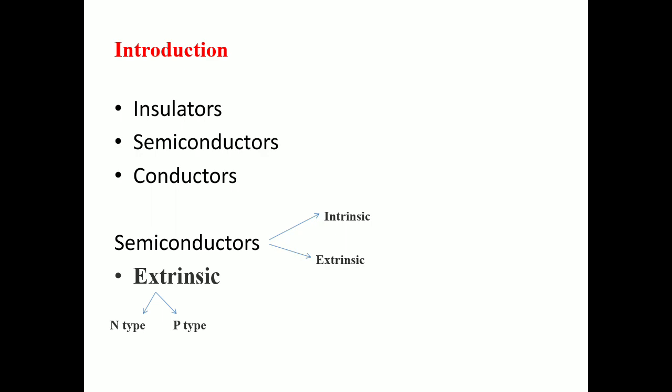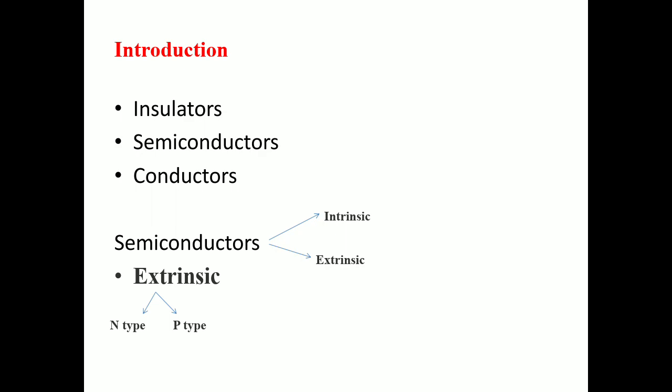What about conductors? Conductors have large conduction compared with semiconductors, that is, the conduction band is very large. When you compare these three in the electronics field, people go with semiconductors. Semiconductors are classified into intrinsic semiconductors and extrinsic semiconductors.